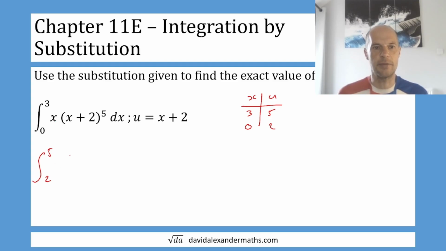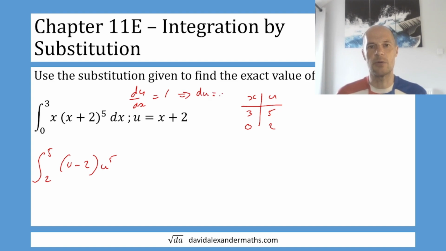x is u take away 2, just rearranging this equation. And x plus 2 to the power of 5 is u to the power of 5. Now dx we need to replace with du. Well, if u is x plus 2, then that means that du by dx is 1. So therefore, du equals dx. So that's an easy substitution here. We're replacing dx with du.